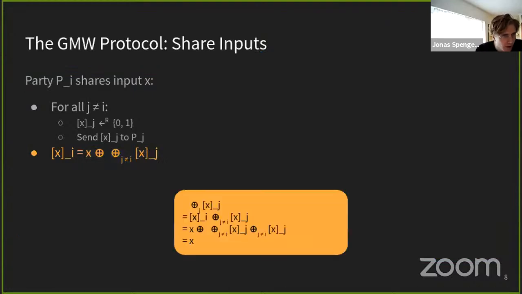And this is correct because, if you just write it out like this, these are all the secret shares that we have, and we XOR them together. We get this, and then we replace our xi with the expression there. And we see these two terms cancel each other out. So indeed, we get the X value back.